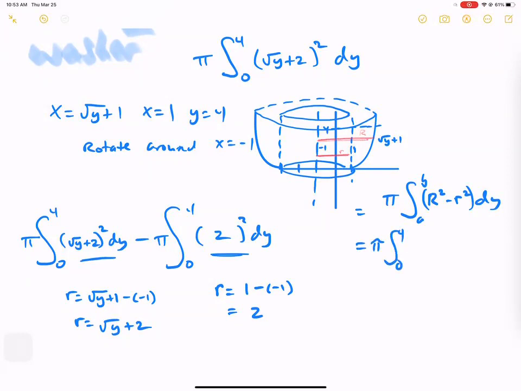The outer radius, we simplify to be just the square root of y plus 2, squared, minus, what's the inner radius? We said that was just 2. And don't forget this extra parentheses here, which you need. That's a washer.